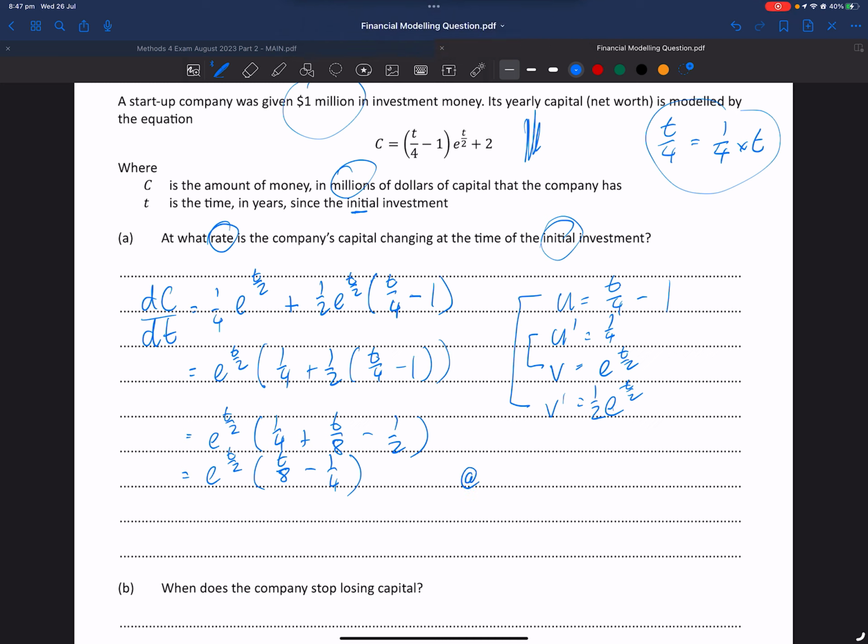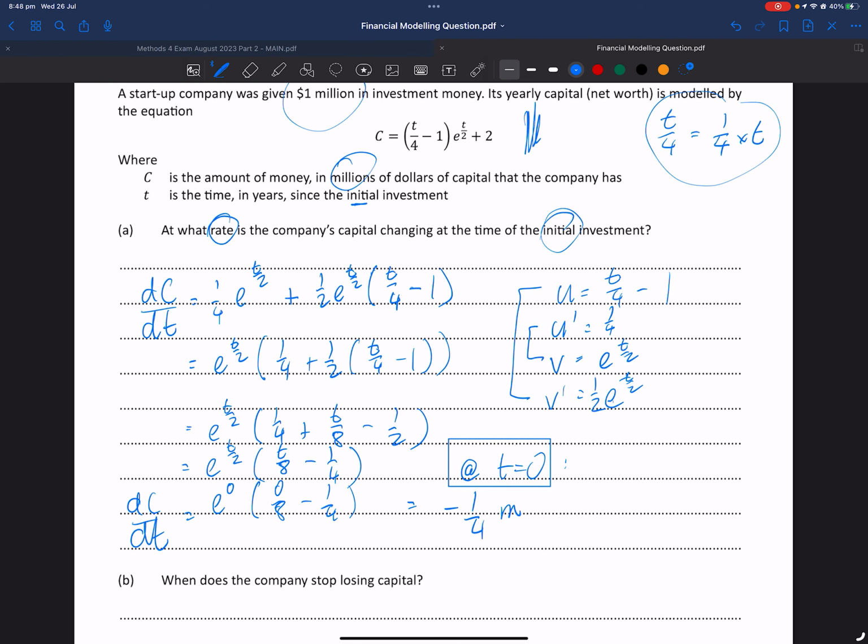So at t equals 0, that's what we've been asked to do for the initial investment. I've got dc by dt is equal to e to the power of 0, because 0 over 2 is 0, and e to the power of 0 is 1, so that's fine. And then I've got 0 over 8 minus 1 quarter. Okay, that's fine. So the 0 over 8 is going to be 0. So I've got negative a quarter times 1, so that's going to be equal to negative a quarter. And the rate, of course, is millions of dollars per year.